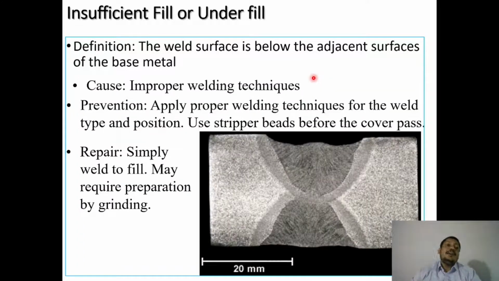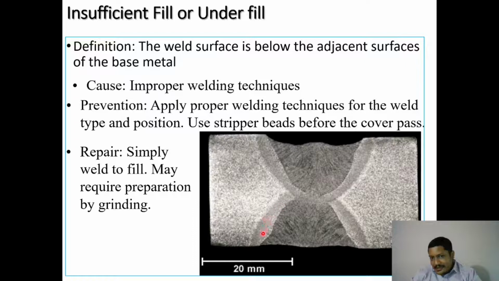The next one is called insufficient fill or underfill. You can see this is a double V groove. One V groove is over here and the next V groove is shown over here. So this is basically a double V groove joint, where you can see this is the welded zone area.